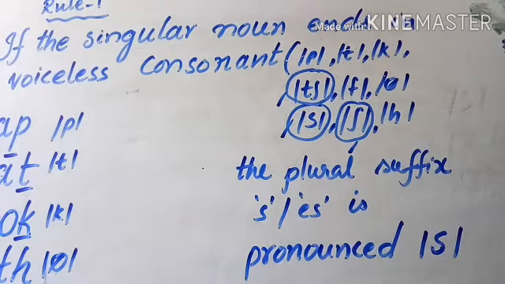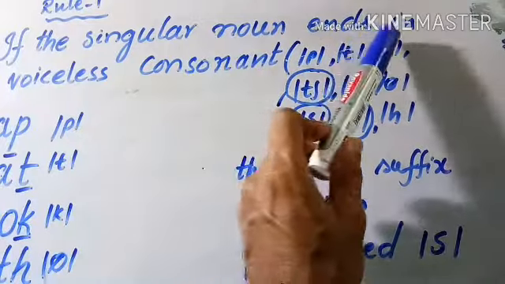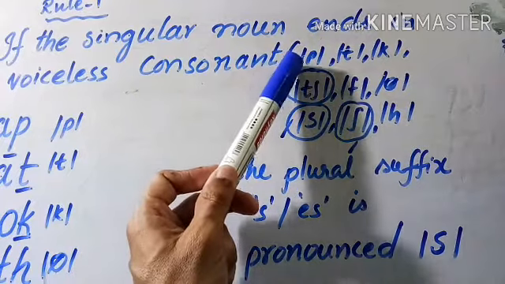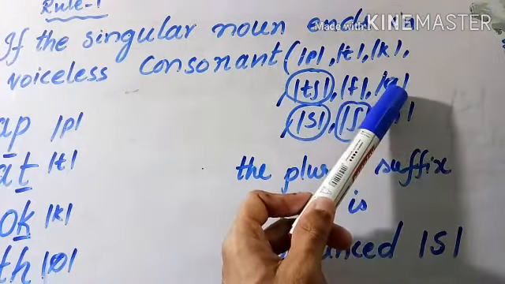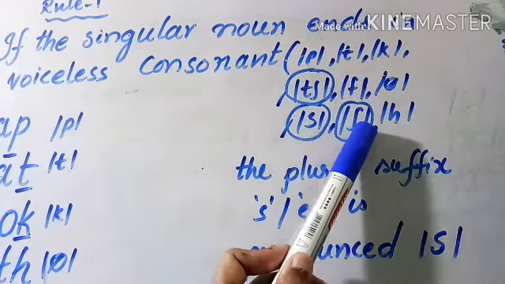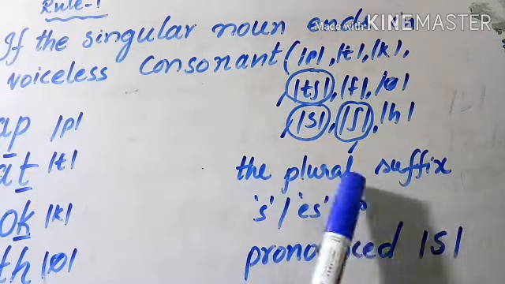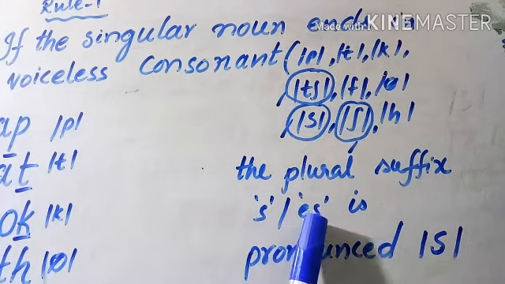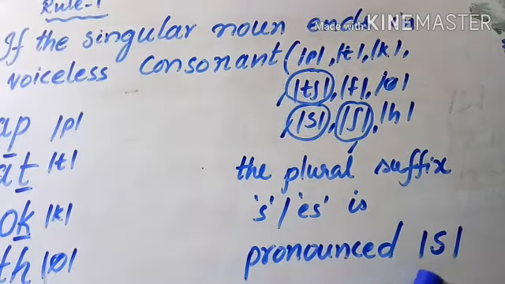Now we see the governing rule here. If the singular noun ends in a voiceless consonant, these are all the voiceless consonants: p, t, k, ch, f, th, s, sh, h. Other than these three sounds, that word should not have these sounds. Then the plural suffix s or es is pronounced as s.